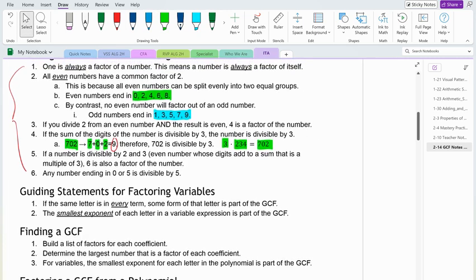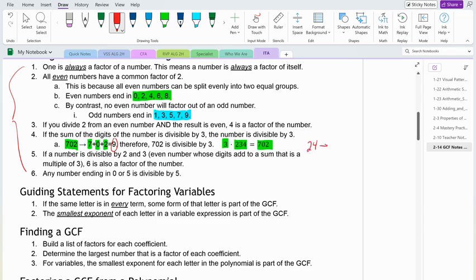So if you're factoring a problem and you see the number 24, then what you can do is say, okay, 2 plus 4 equals 6. 6 is divisible by 3 evenly. 6 divided by 3 is 2. That means that 24 is divisible by 3. Turns out that's 3 times 8, by the way. All right, there are other rules there. There's a quick, easy one. If you see a number ending in 0 or 5, that number is divisible by 5.